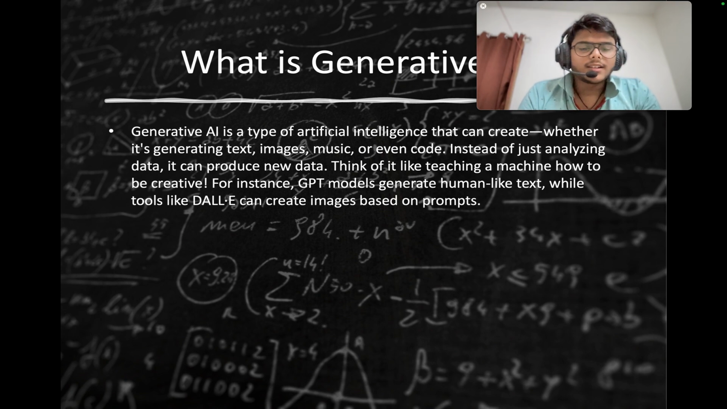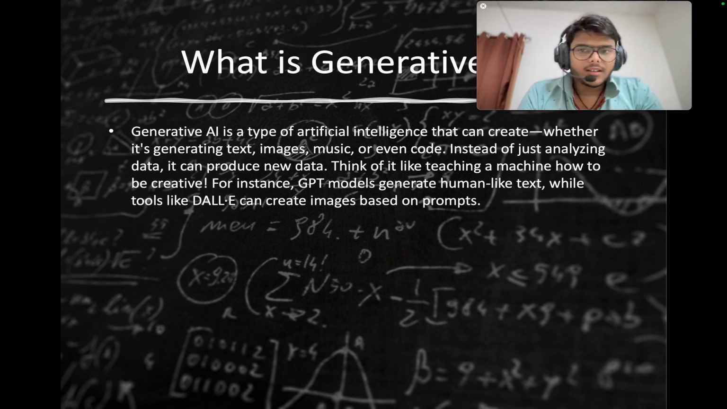And what does generative AI basically do? Instead of analyzing the data, it can produce new data, right? Think of it like teaching a machine how to be creative. You are teaching the GPT models how to be creative. You are giving ChatGPT a prompt like, you are a machine learning engineer, or you are an artificial intelligence engineer, give me the code of this. You are an AI developer, develop a model and give me the code. And nowadays it does, right?